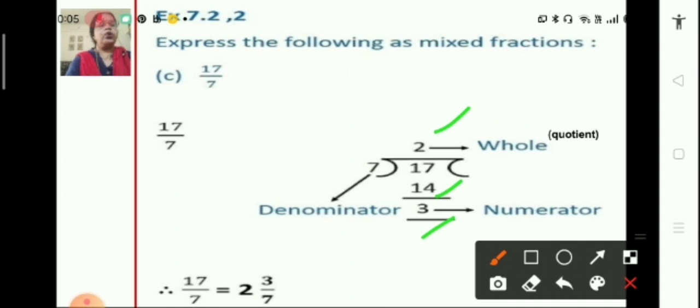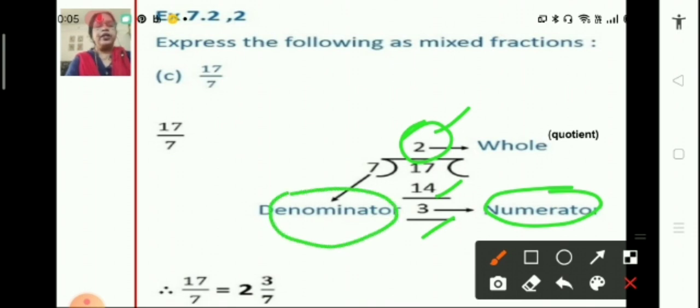So what is the whole part of the mixed fraction? It is the quotient, 2. Remainder 3 will be the numerator and the divisor 7 will be the denominator. So 17 upon 7 is equal to 2 3 upon 7.